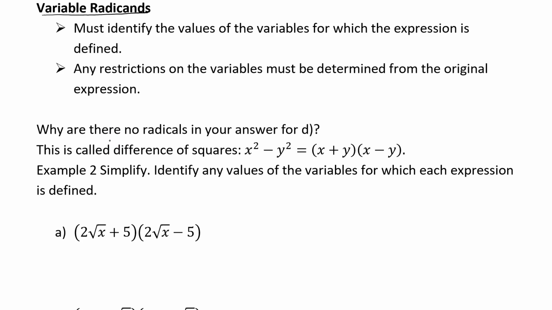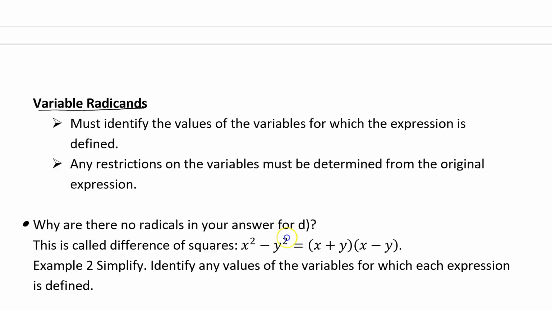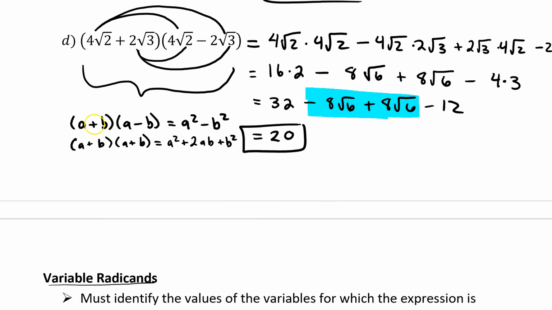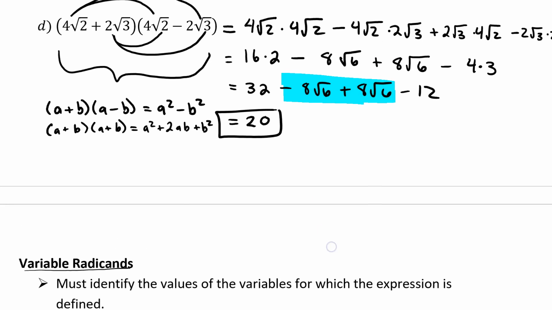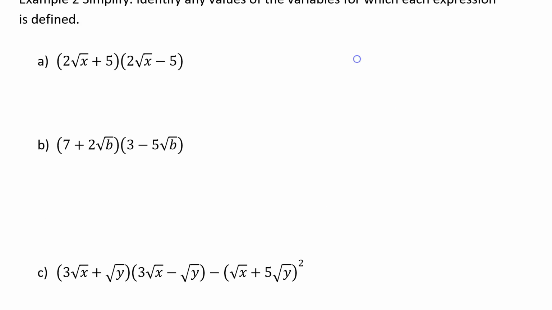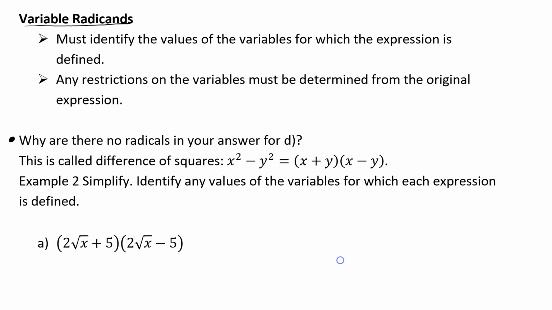So just to write down exactly what we learned, why are there no radicals in your answer for D? We talked about it. It's because we see this as a difference of squares, where the middle term, which would be a times b, and in this case it would be root 3 times root 2, falls away. So the difference of squares, if we were to factor it, x squared minus y squared equals x plus y times x minus y.